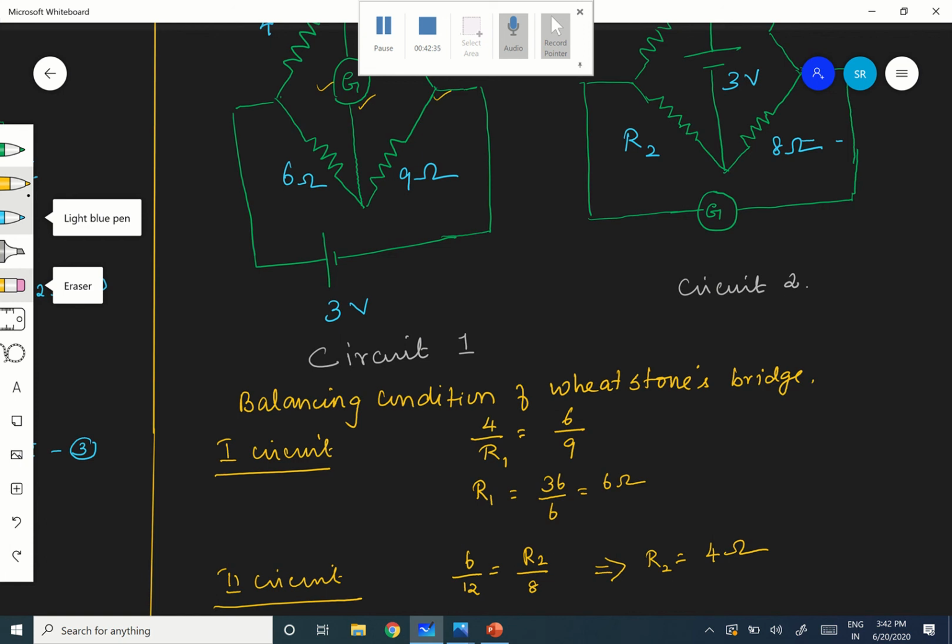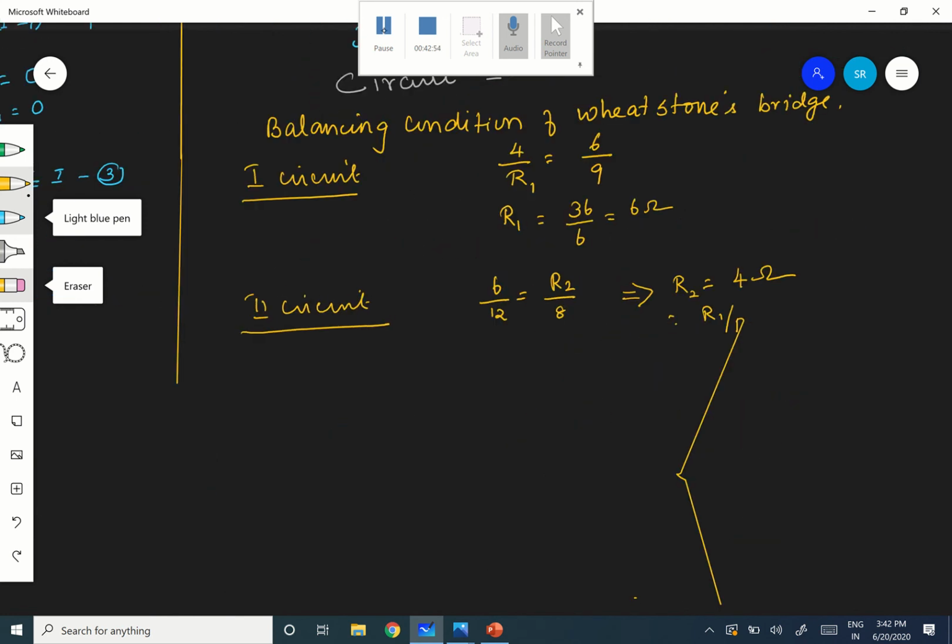Okay, therefore you now have an idea about R1 and R2. You are asked to find out the ratio between R1 and R2. Therefore, what is the final answer? R1 by R2 is equal to 6 by 4, therefore it is 3 by 2.